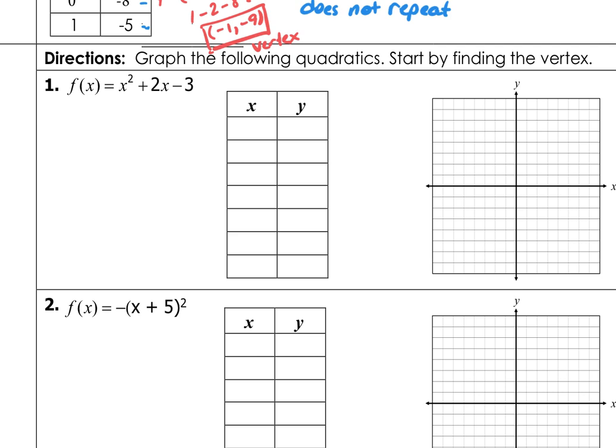So we're going to graph the quadratics. We're going to start by finding the vertex. So when I put this into my calculator, my first point that I find is my vertex. So my vertex is going to be -1, -4. So use the table button.